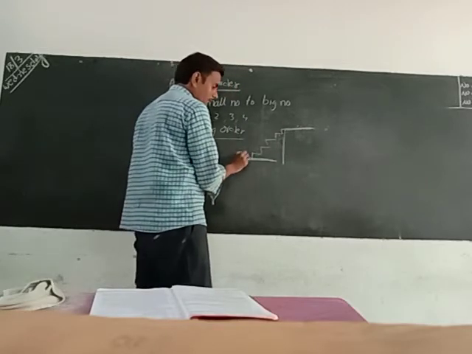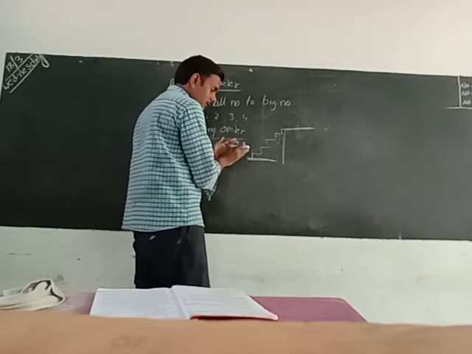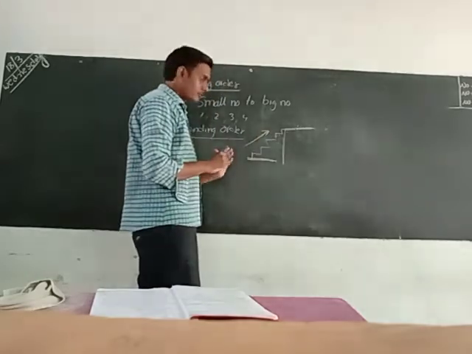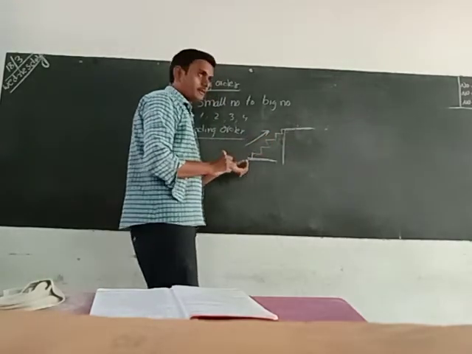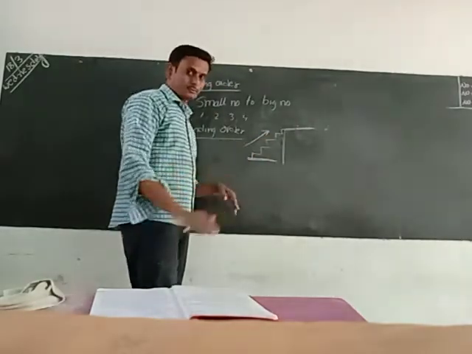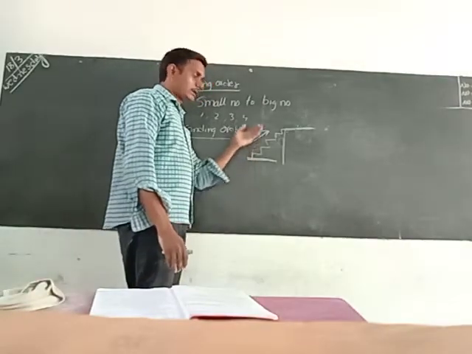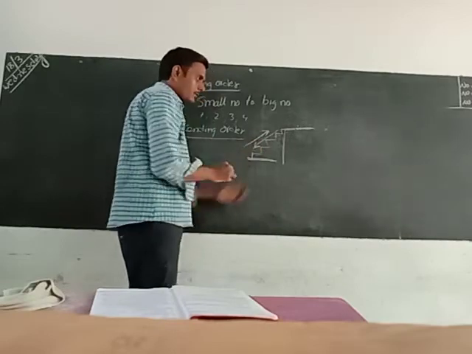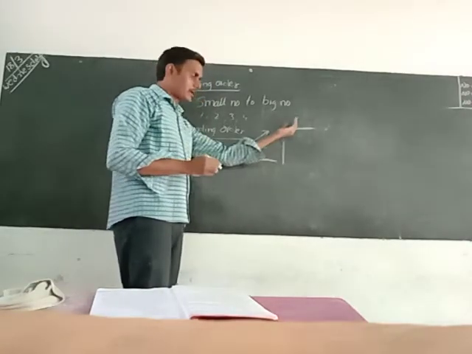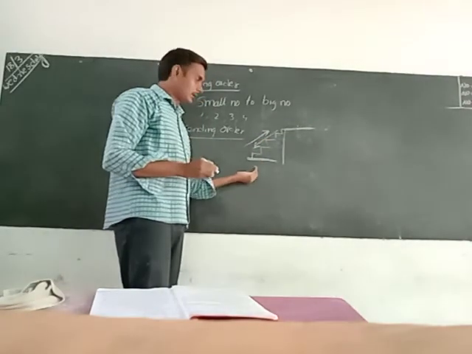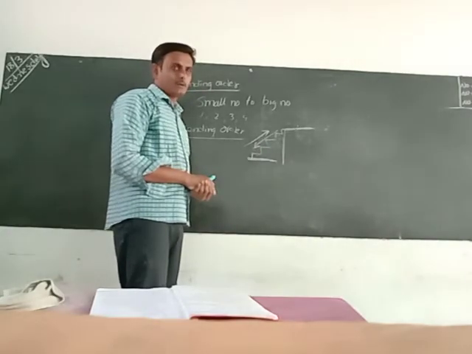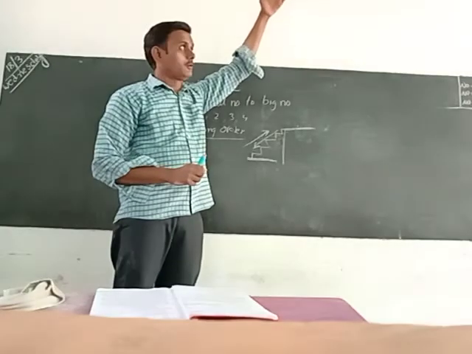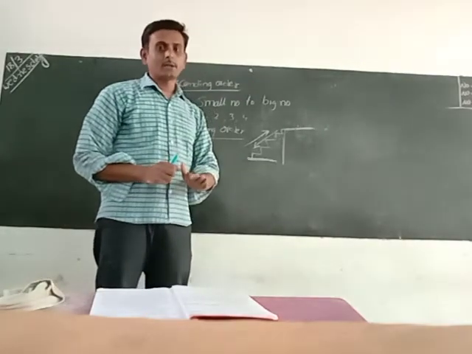If you are going from ground level to upstairs, we go like this, which means our height will be increased. If you do the opposite, coming down from upstairs to the ground floor, then it will be descending order. Stepping upwards is the ascending order. Stepping downwards is the descending order.